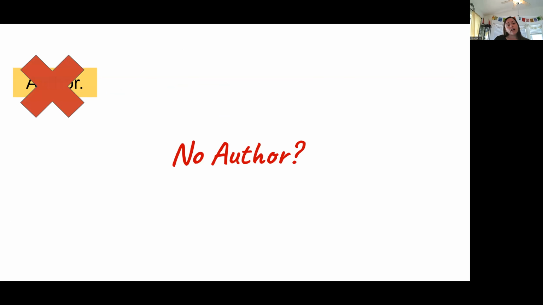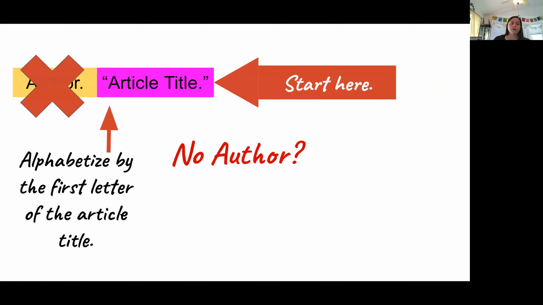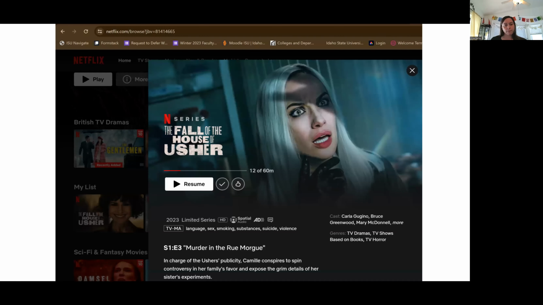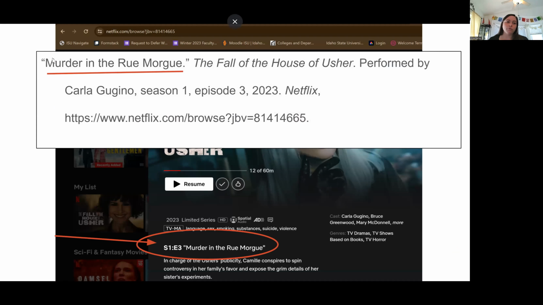So let's say you don't have an author. In that case, you start with the citation with the article's title. When you set up your Works Cited page, you alphabetize your citations by the first letter of the article title. So let's say you want to cite this episode from The Fall of the House of Usher. The episode's name is Murder in the Rue Morgue. So for this, it will look like this.